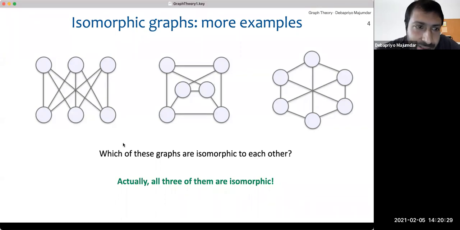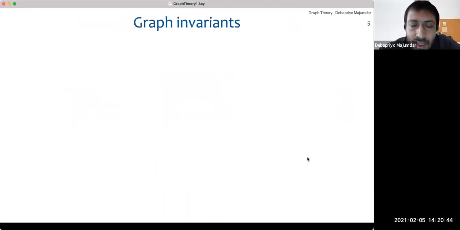Obviously, what you understood here is that the degrees are important, right? Here every vertex is degree 3. Here also every vertex is degree 3. Here also. So it looks like degree has something to do with it, but let's get to that slowly.